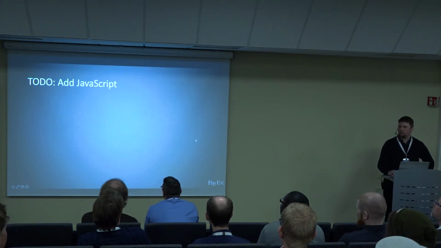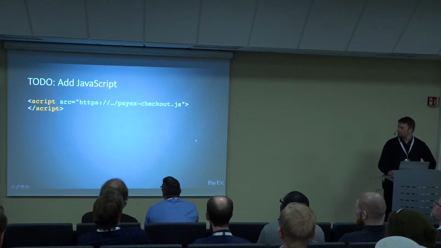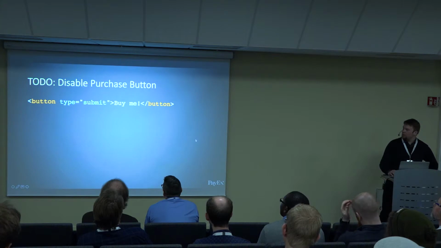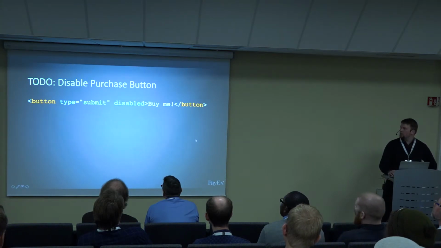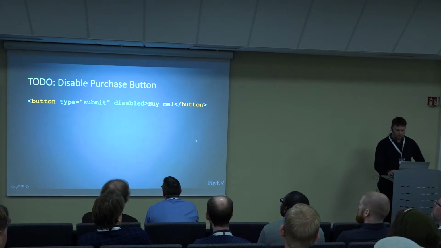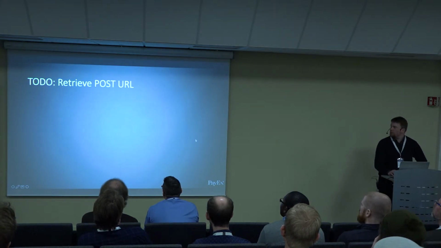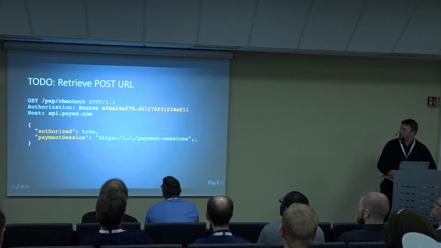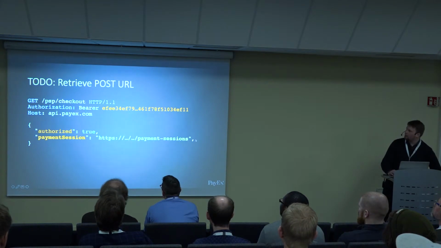We need to add some JavaScript. That looks like that. That's the JavaScript that will initialize our payment button. And then we need to disable the purchase button, and then PayEx Checkout will enable the button once it is initialized. And then we need to retrieve the post URL. That's the URL we're going to post the payment session to. We do that by performing a GET request on the checkout root resource, and we find the URL there.